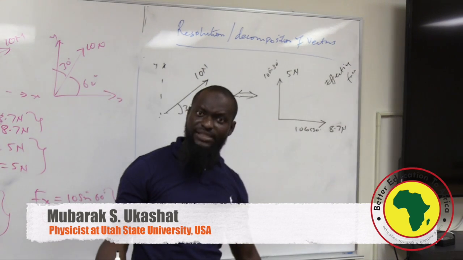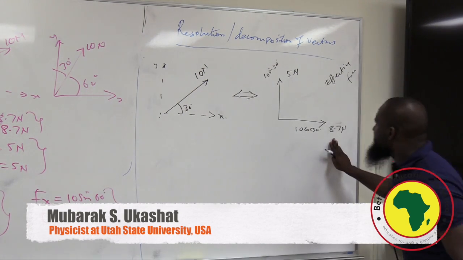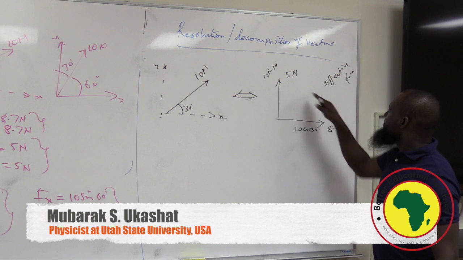Now, back to the second question. Why do we have 8.7 and 5? When we sum them up, they are bigger than 10.